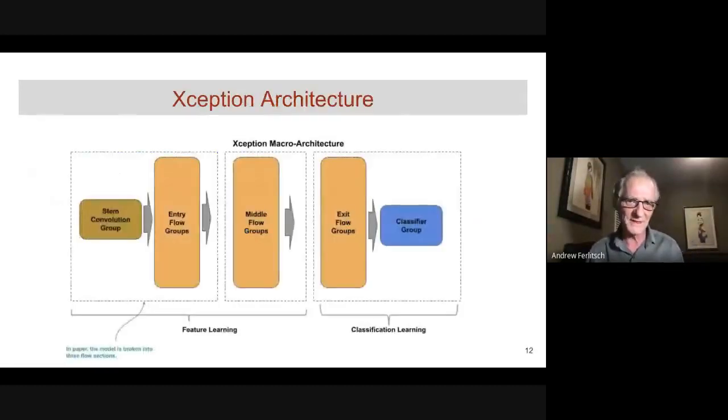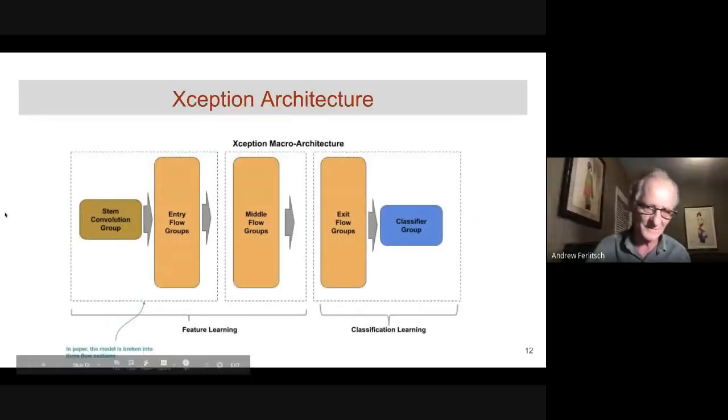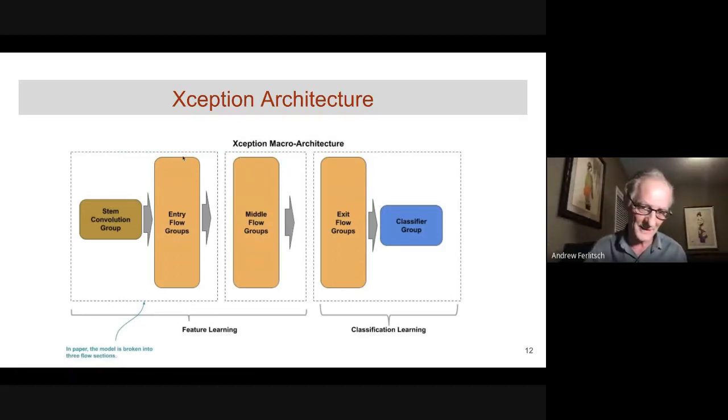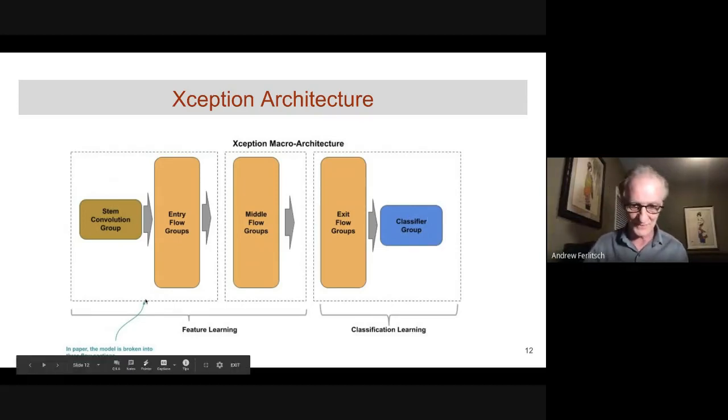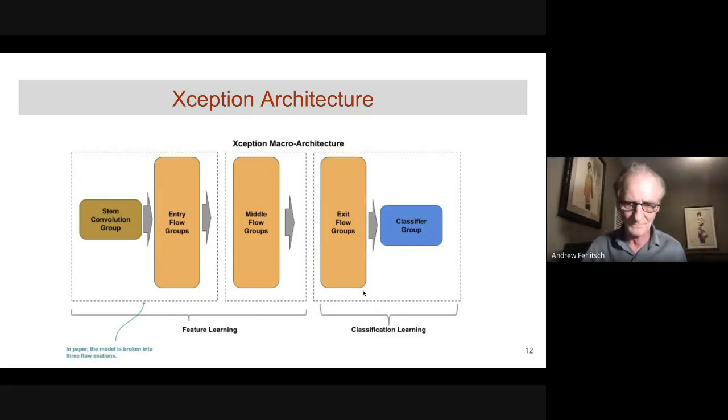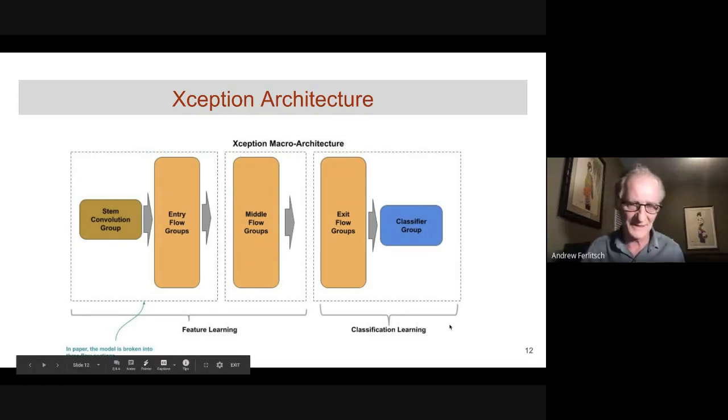So here's the Xception architecture. You have your entry flow, your middle flow, and your exit flow. And you can see here in the entry flow, we include the stem convolutional group. And in the exit flow, we include the classifier group. And roughly, you could say between the entry and middle flow is where the feature learning occurs. And it's in the exit flow that the classification learning occurs.